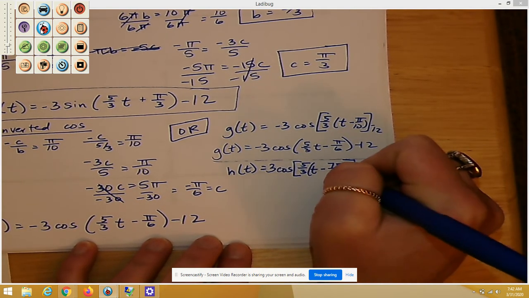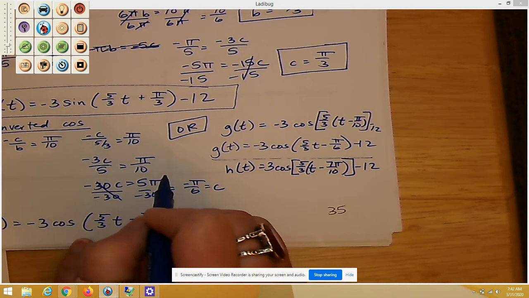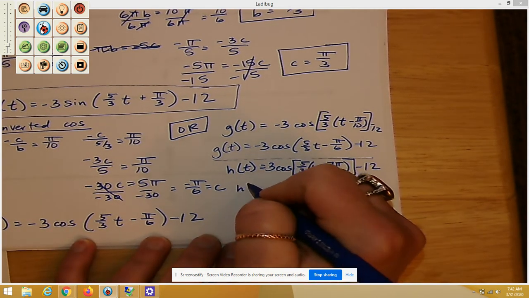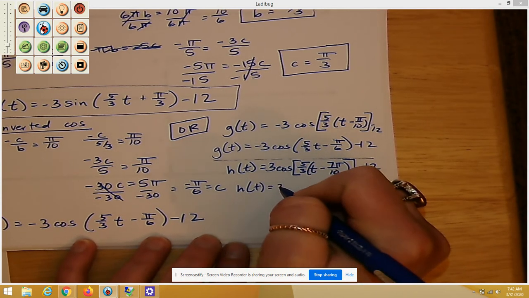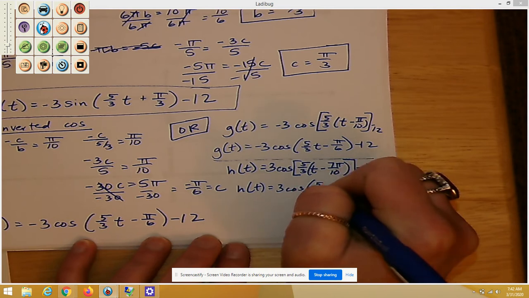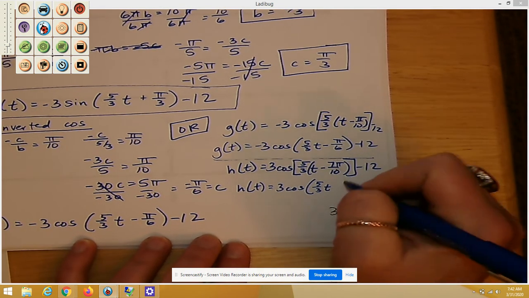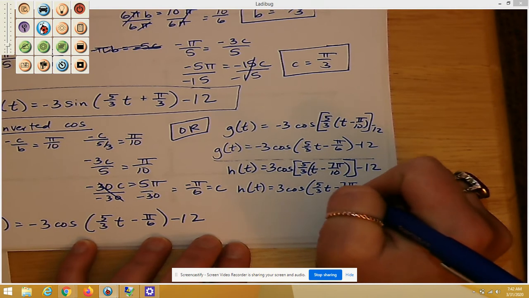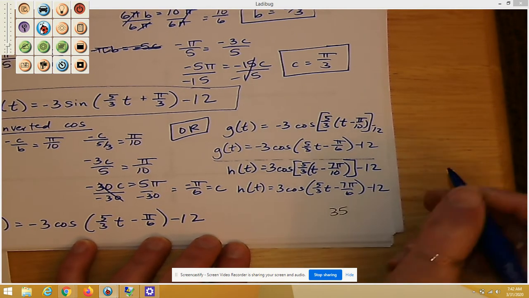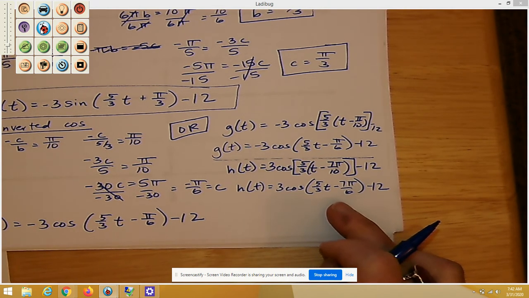Minus 12. So instead of doing the work with a proportion like I did over here, I could just distribute, and I get h of t equals 3 times the cosine of 5/3 t. Here, the 5 and the 10 reduce to 1 over 2, and I get negative 7 pi over 6 minus 12. So this is another equation for the cosine that is perfectly correct.